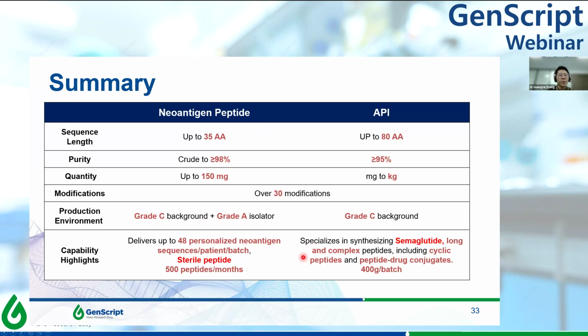And for our capabilities, we can deliver 48 personalized neoantigen sequences per patient per batch. And also, we can do the stereopeptide, and we can give you 500 peptides per month. And for the API, we specialize in synthesizing semaglutide, long and complex peptides, including cyclic peptide and peptide drug conjugate. And we can deliver 400 gram per batch.